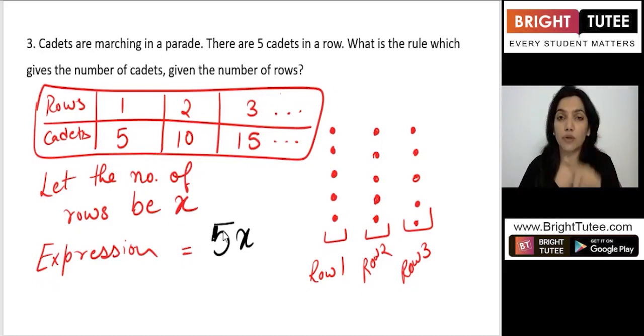If you have got 2 rows, so x equals 2, then what will you have? You have 5 times 2, that is 10. If suppose x equals 10, that is you are having 10 rows, so we'll do 5 times 10, that is 50. So you'll have a total of 50 cadets. I hope it's clear and I'm sure it's really simple to find such patterns.